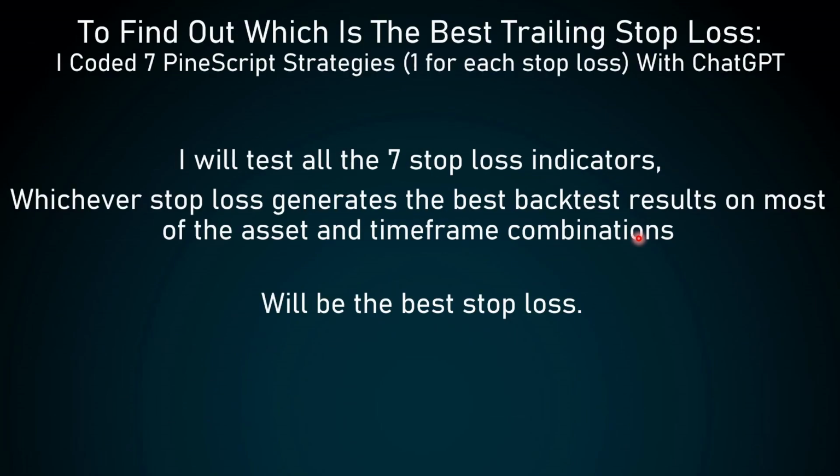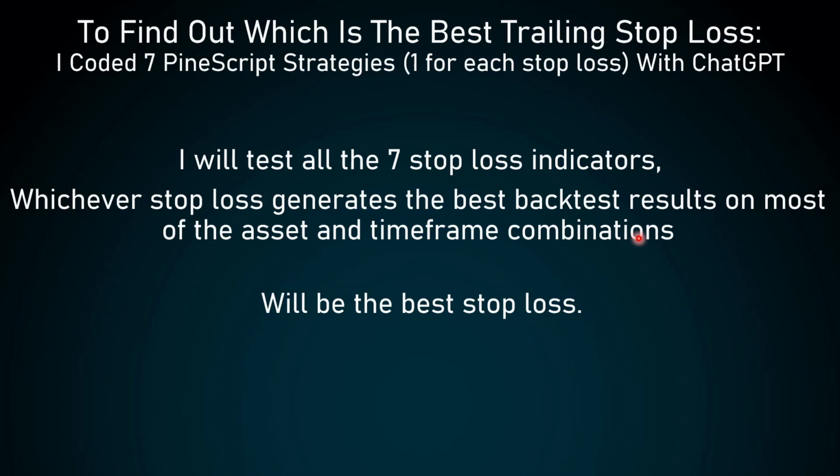Moving on, to find out which is the best trading stop loss, I coded 7 pinescript strategies, one for each stop loss with ChatGPT. Now these coded strategies are as simple as it can get. It uses one entry signal indicator, one stop loss and one exit signal indicator. For the entry signal indicator, I use the mid-tier indicator, meaning it's not the best, it's not the worst, it is somewhere around the middle.